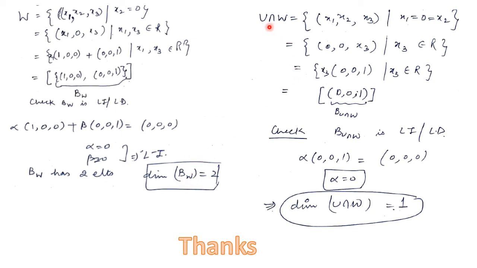Now similarly, consider the set U intersection W. It is a set of 3-order tuples with the condition that both X1 and X2 are 0. So substitute over here, you will get only one variable, which is X3. You can take this common. You get 0, 0, 1. This is a singleton set. Clearly this is LI because it is non-zero, right? We get alpha is 0 over here. So this set is LI. The span of this is equal to this. So therefore the dimension of U intersection W is 1.